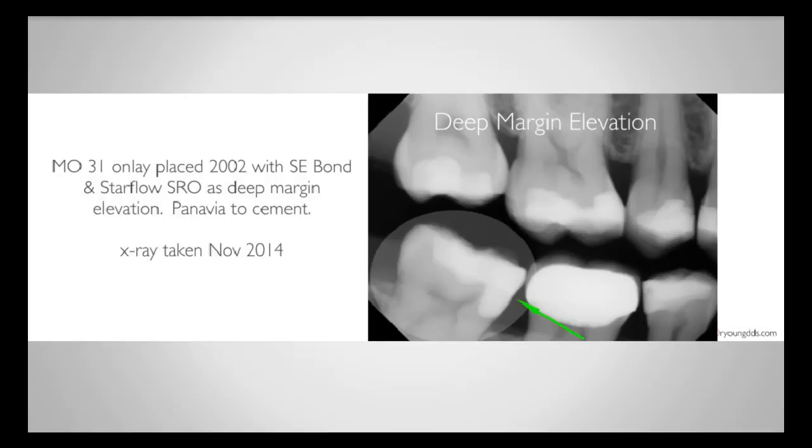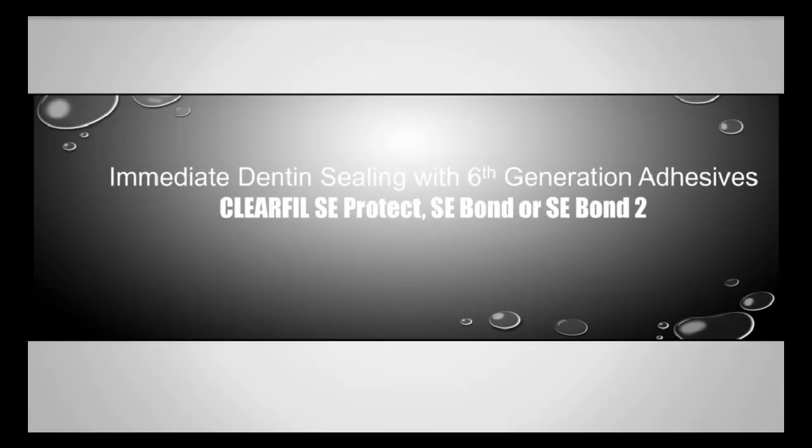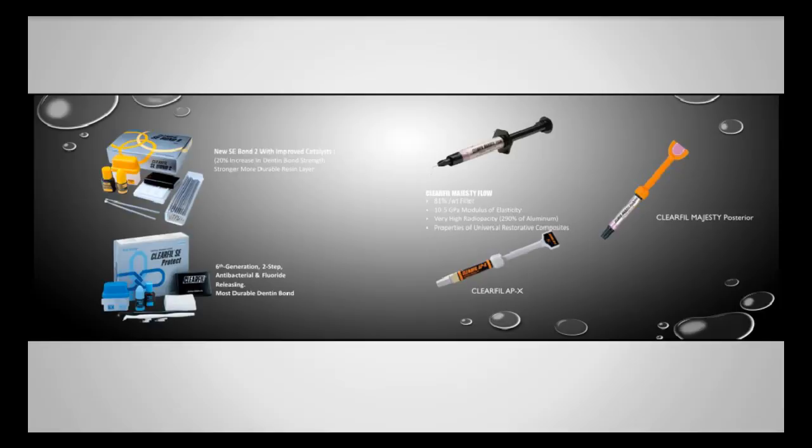Let's look at class 2s. We're going to look at Clearfil SE Protect, SE Bond, 6th generation products. For my class 2s, everything is the same. I'll use either of these bonds. Right now it's SE Protect. I will always use Majesty Flow, generally A1, A2, and always Clearfil APX, usually A2.